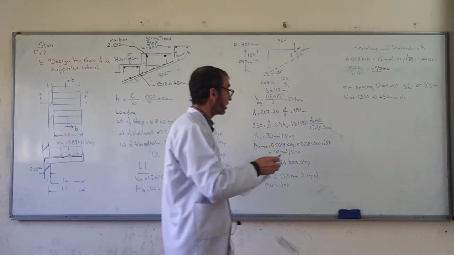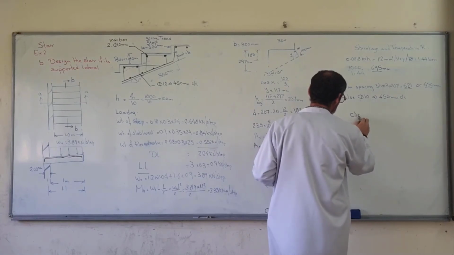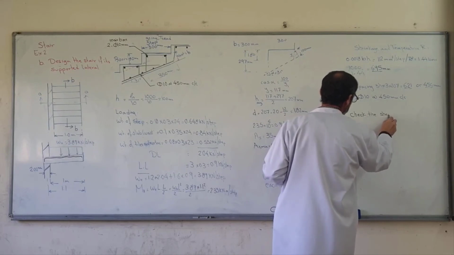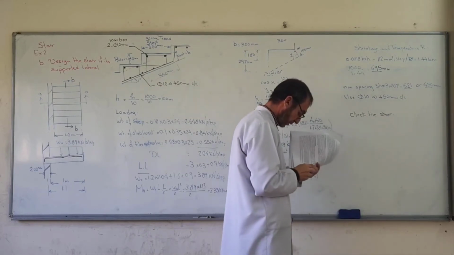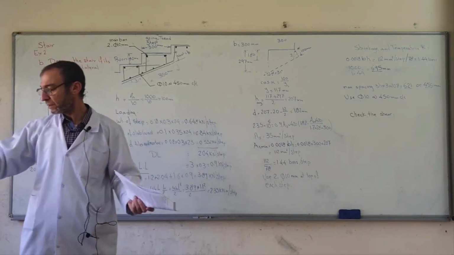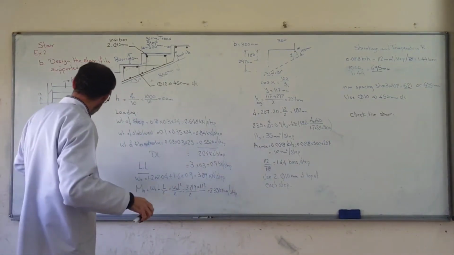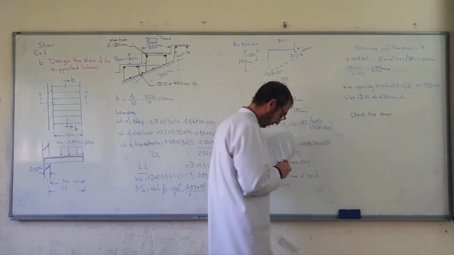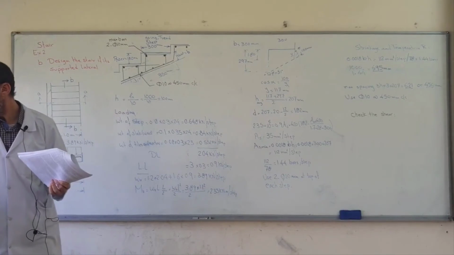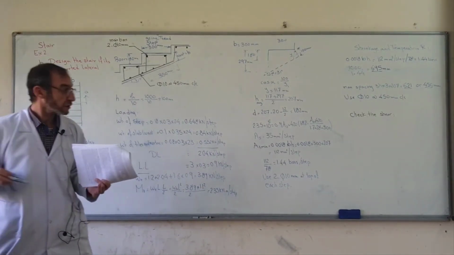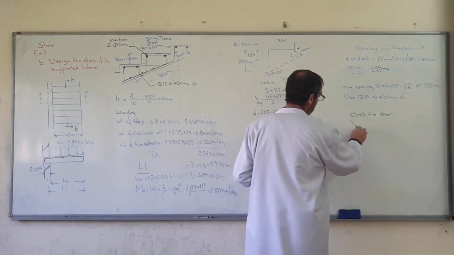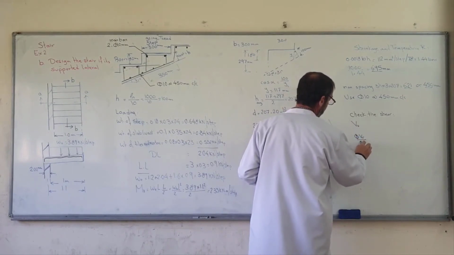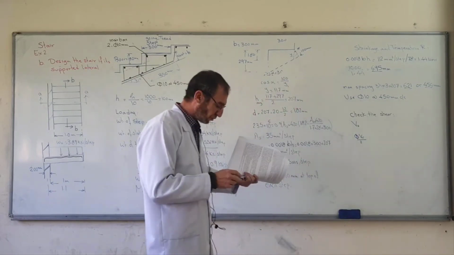Certainly, also you must check the shear. Check the shear also. Well, we have external applied shear. We have the loads. We can find applied shear, V ultimate, where we compare with phi Vc over 2, where no stirrup is required.